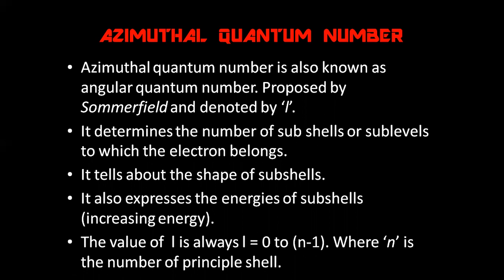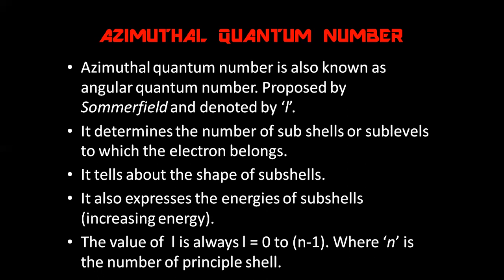If someone tells you l is equal to 2, it will go from 0 to 2 minus 1, so it will be 0 to 1. That means 0 and 1. Remember that is the relationship between l and n. For a definite value of n, you will have some values of l. So if anyone gives you the value of n, you can find out how many subshells are present in that particular energy level.